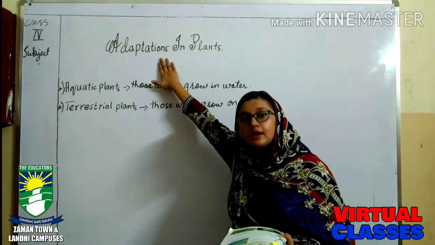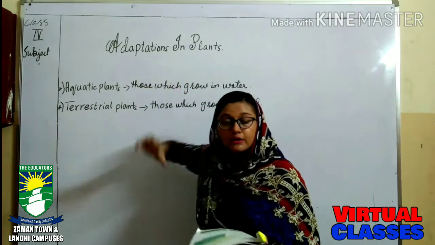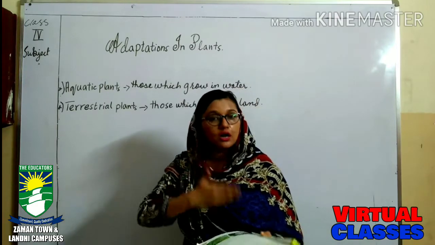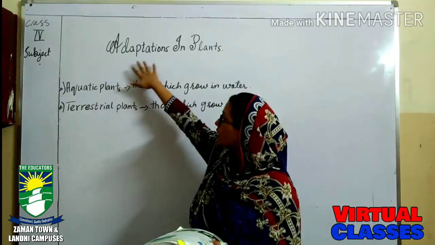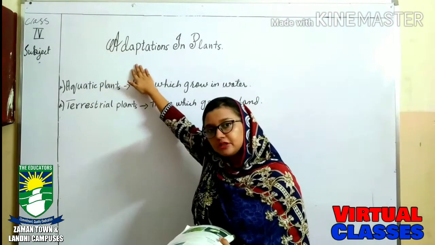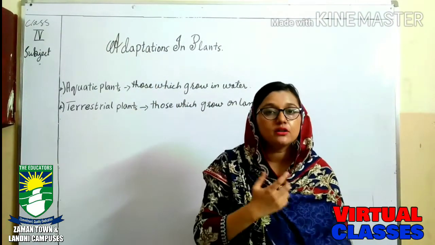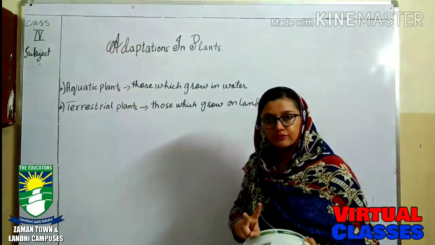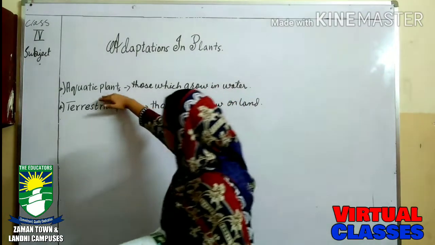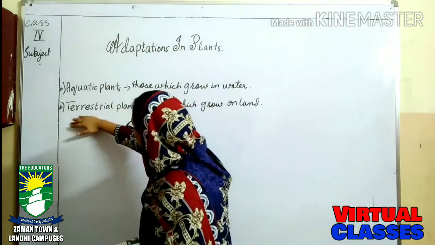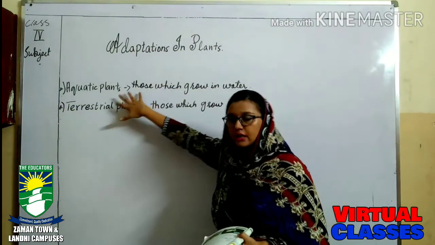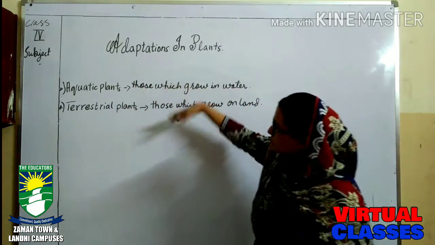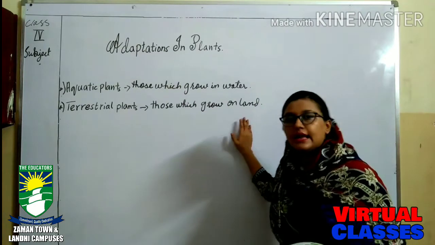What is this process called? Adaptation. Plants develop special features to adjust themselves to the surroundings. Again, this process is known as adaptation. There are basically two kinds of plants. The first one is aquatic plants, and the second one is terrestrial plants. Aquatic plants grow in water, and terrestrial plants, the opposite, grow on land.